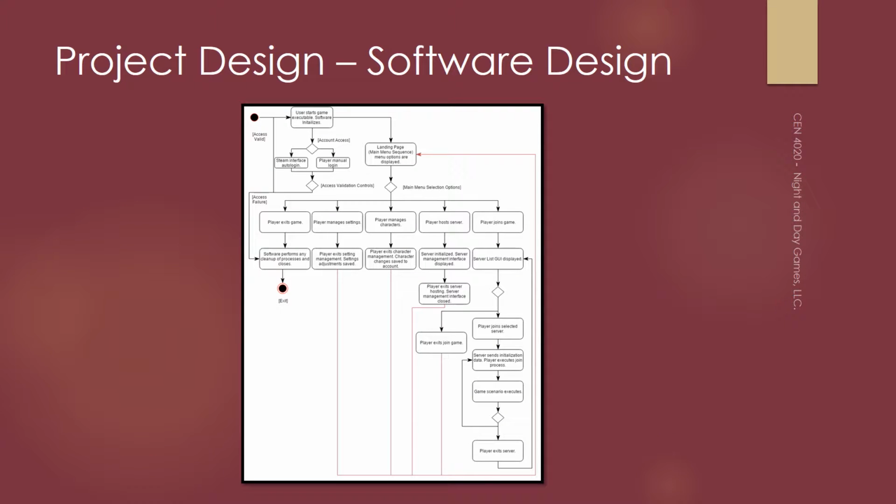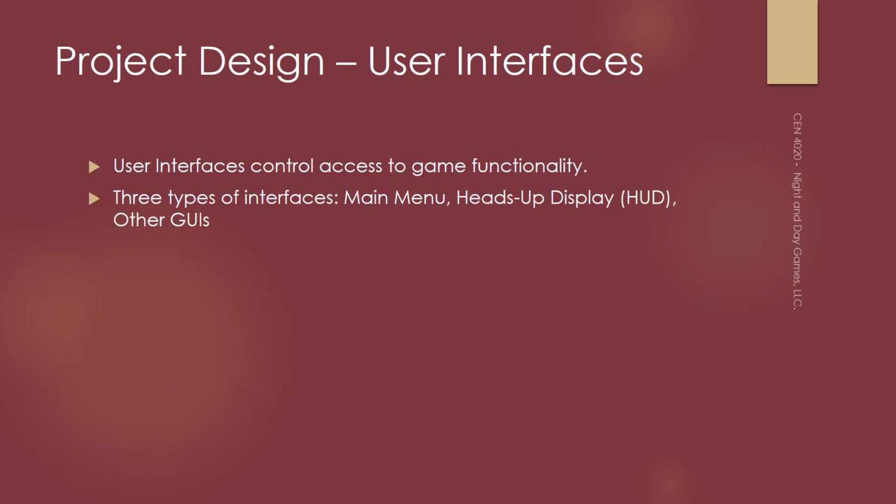Here we have a high-level perspective of the software. In this activity diagram, key processes are defined. The player starts the software and is prompted to log into the game. Once they have passed user authentication, they are displayed a series of menu options from the main menu. These menu options are Join a Game, Host a Game, Manage User Account, Manage Settings, and Quit. Each of these functional processes will be defined in more detail.